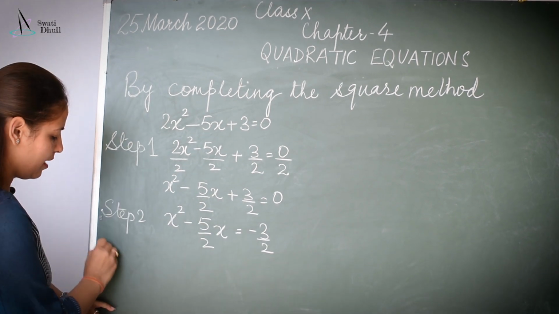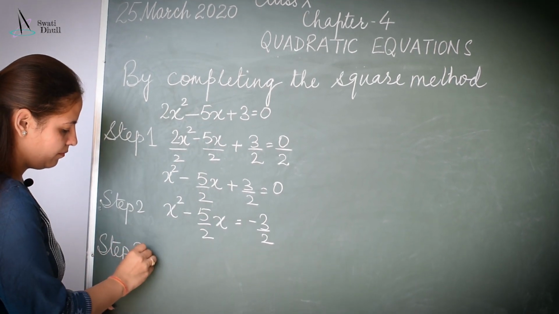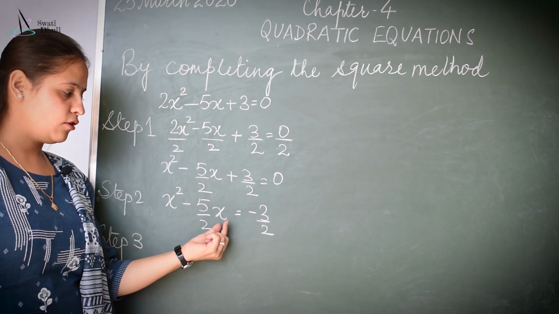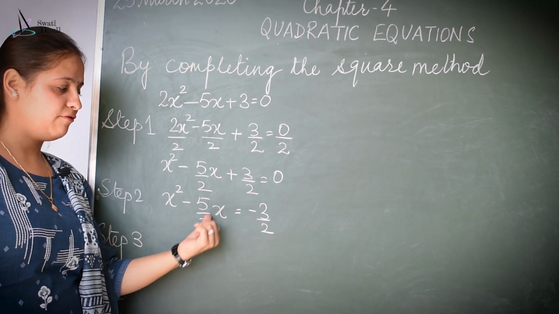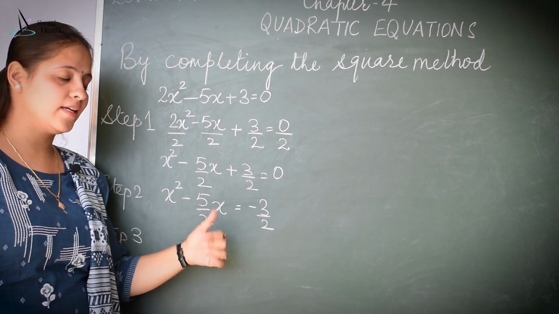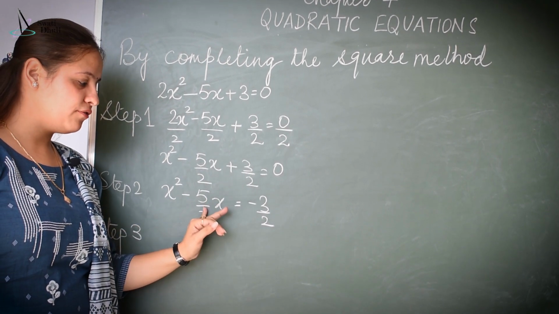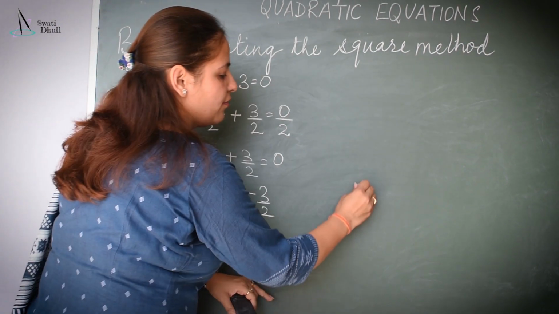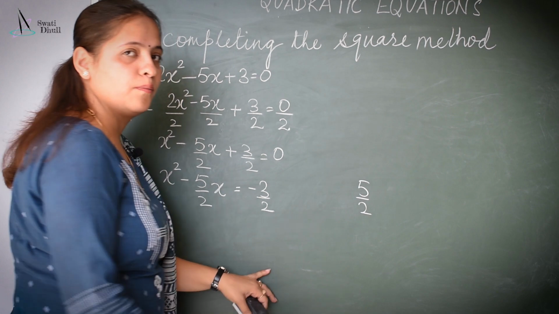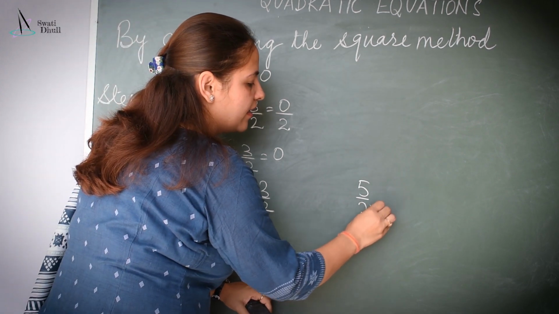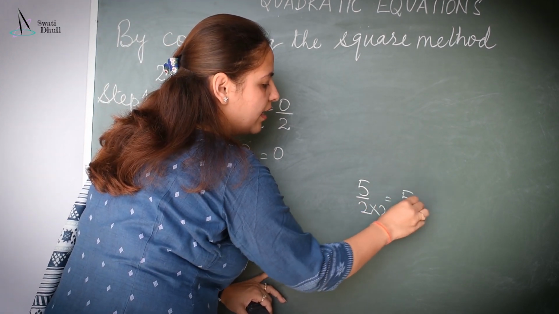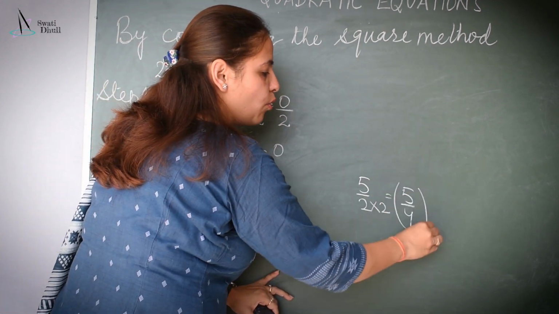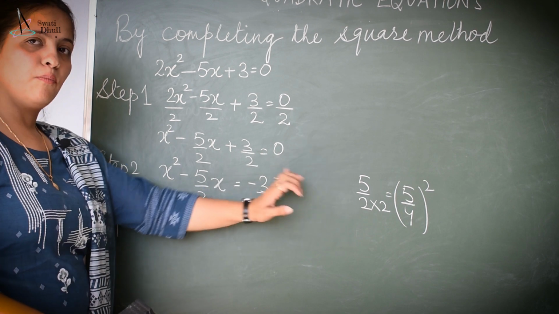So the next step is, you need to see which is the coefficient of x. The coefficient of x is minus 5 by 2. So what I need to do is take the coefficient of x irrespective of the sign. So 5 by 2. Now make it half. When you make it half, it will become 5 by 4. Now what you need to do is square it, and add on both the sides.